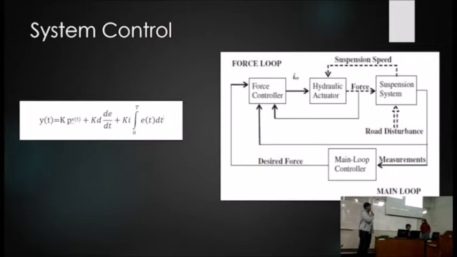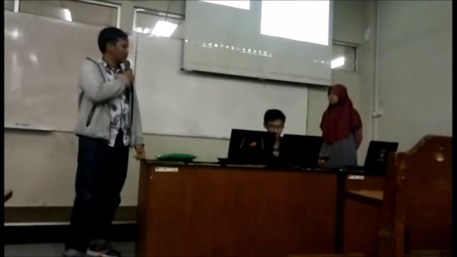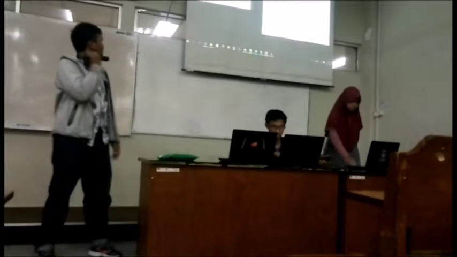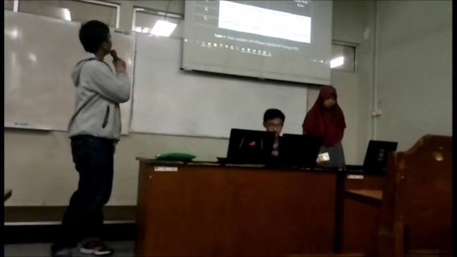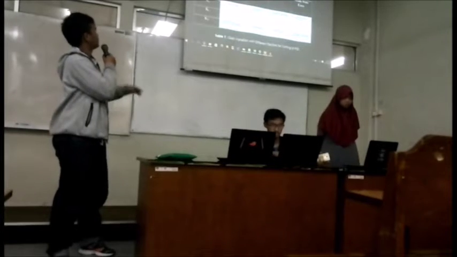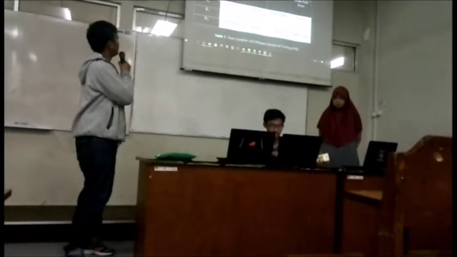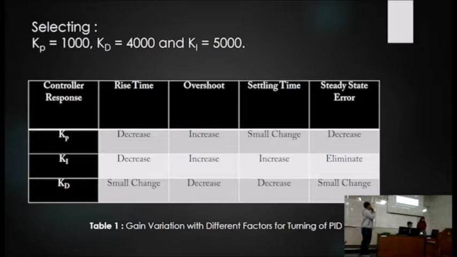Kd, Kp, Ka are based on the data of the car: Kp is 1000, Kd is 4000, and Ka is 5000. And the control response of Kp is measured using the rise time. First, I will explain rise time, overshoot, settling time, and steady state error.